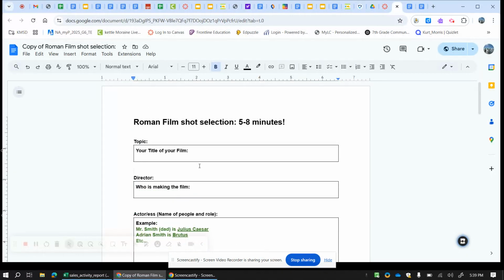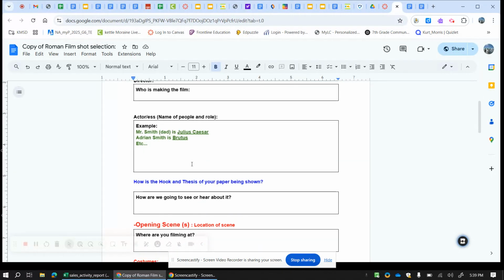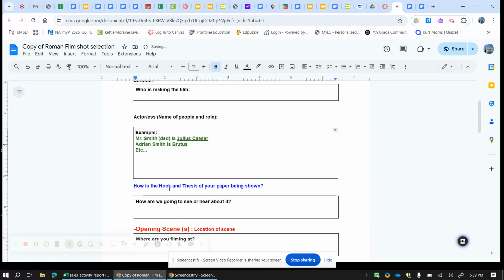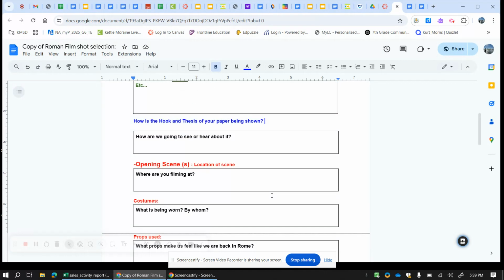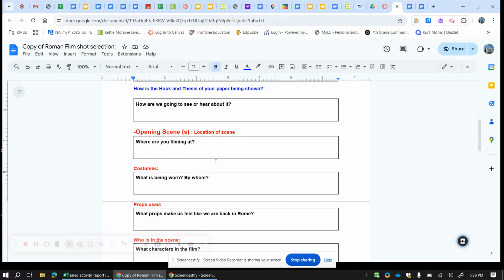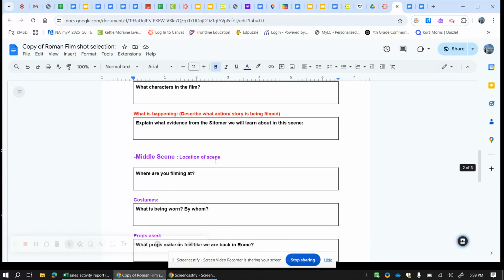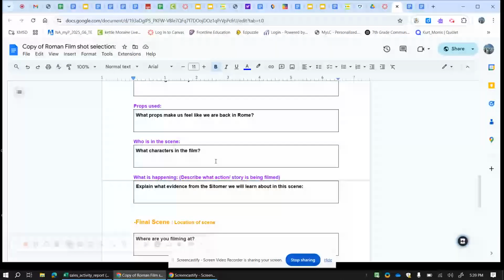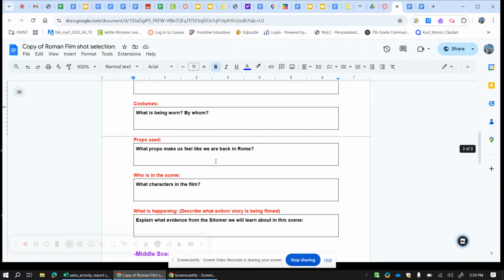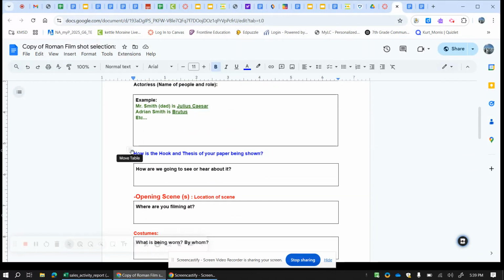It says title of your film, who's making the film, actors or actresses in the film, hook and thesis. How are we going to know what your hook and your thesis paragraph is? How are we going to see or hear about this? Where are you at in the opening scene and so forth, all the way down here to the final scene. So, how are you going to explain your thesis paragraph?